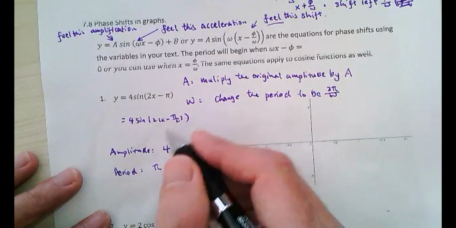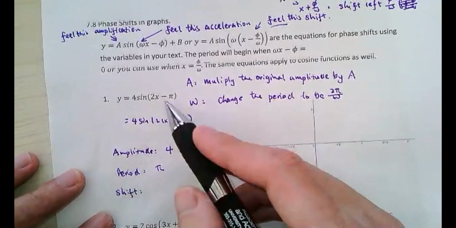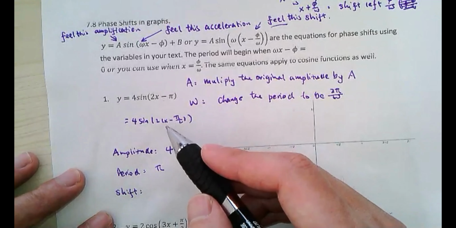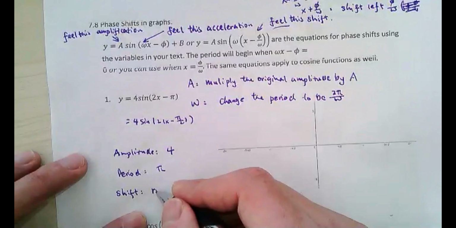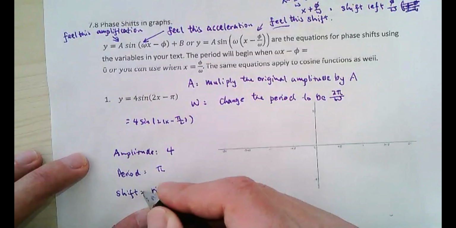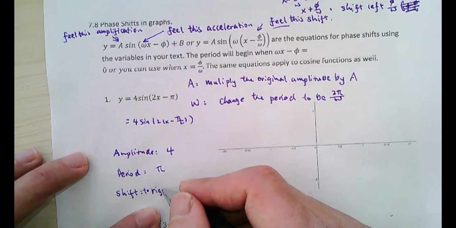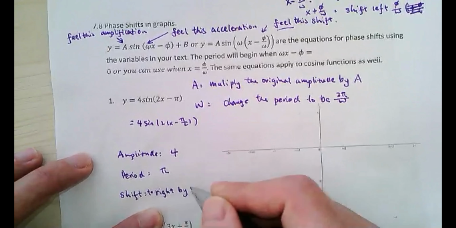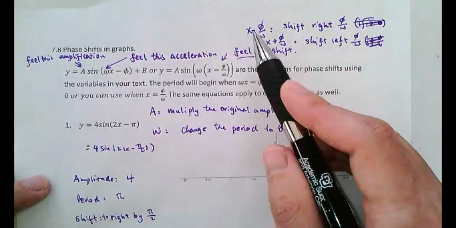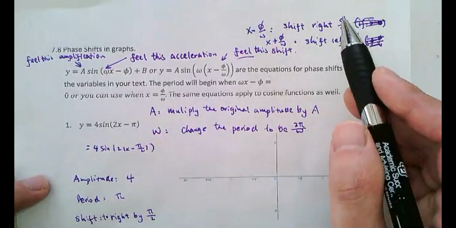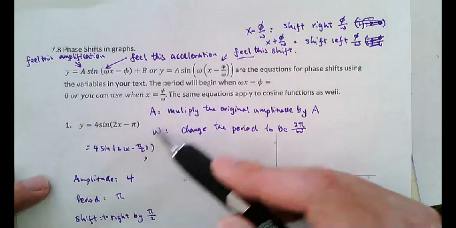Then shift. Can anyone tell me how this shifts from the original graph? To the right? Very good. To the right by how much? Is it by 2? Pi over 2. Great. To the right by pi over 2. Pay attention to what I write here. Minus a positive number shifts right by this thing. We can see it here, after we factor out, it is pi over 2.